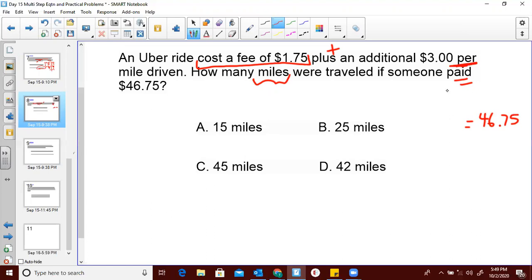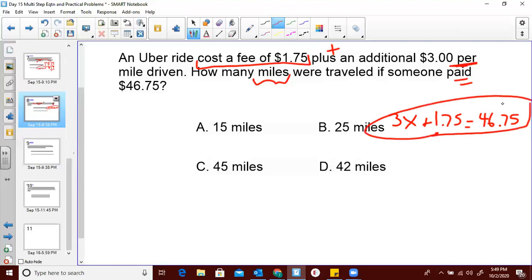So I know that I have $3 per mile plus my flat fee, right? We see this plus here. So that was kind of a hint, plus my flat fee of $1.75. Again, we're going to subtract $1.75. Hold on. All right, so this is the big part. Once we get this equation, we should be good to go, because I know you guys are strong with this.